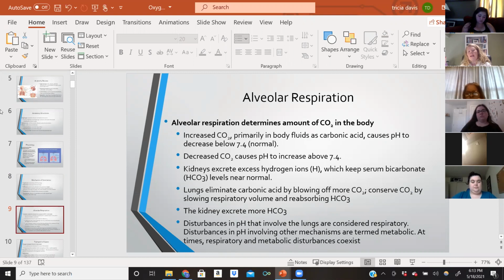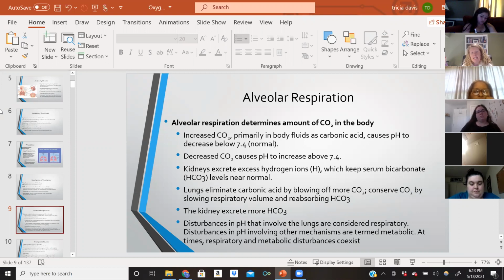So when we talk about alveolar respiration, alveolar respiration is going to determine the amount of carbon dioxide that we have in our body. So if we have increased carbon dioxide, primarily in our body fluids as carbonic acid, it causes our pH to decrease. So it's going to go below 7.4. Decreased carbon dioxide causes pH to increase above 7.4.